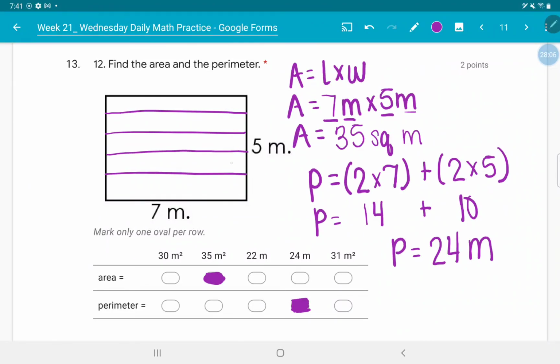1, 2, 3, 4, 5. And then I would have 7 going across. 1, 2, 3, 4, 5, 6. So for the area, I'm counting that I have 7 columns and 5 rows, and I'm counting the actual squares. That's why it's in square meters.